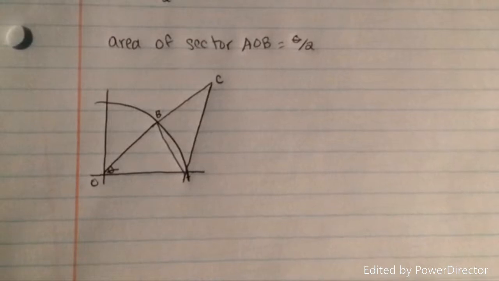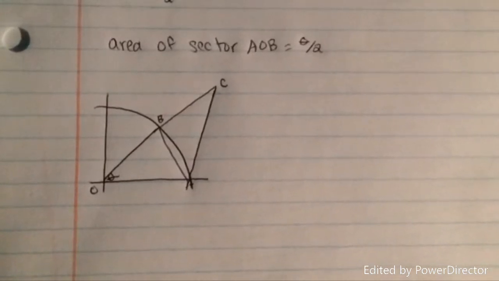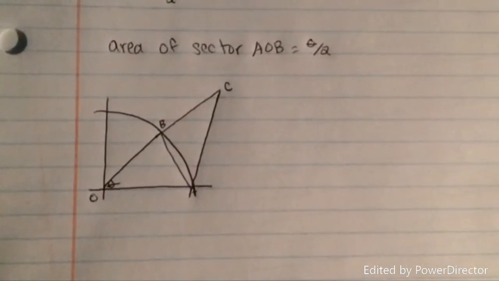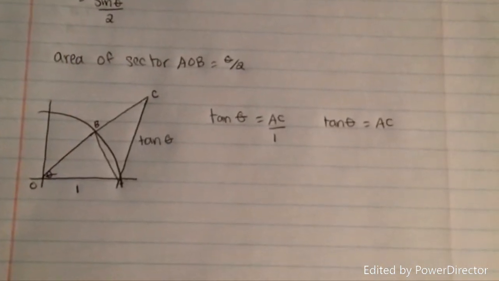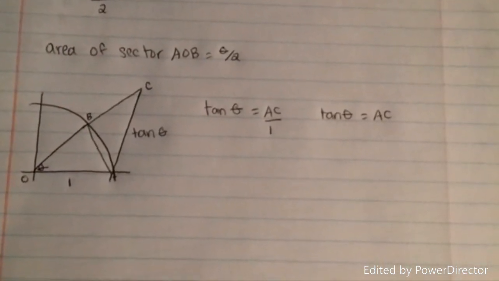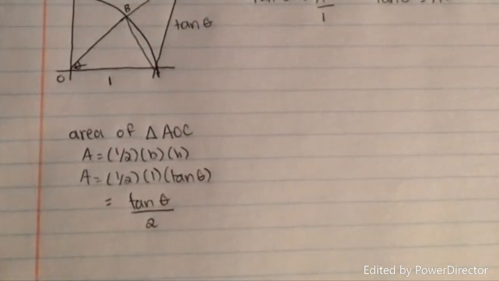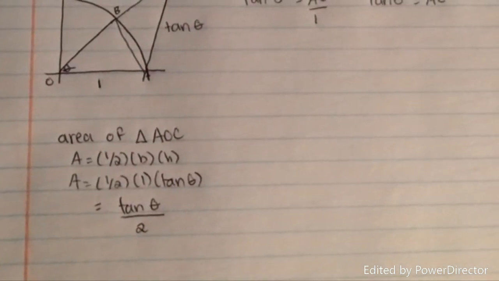Now we need to form a larger triangle using the points A, O, and C, AC being a tangent line to the circle. Because the radius of the circle is 1, that means that the length of AC is tangent theta, so the area of triangle AOC is 1/2 tangent theta.